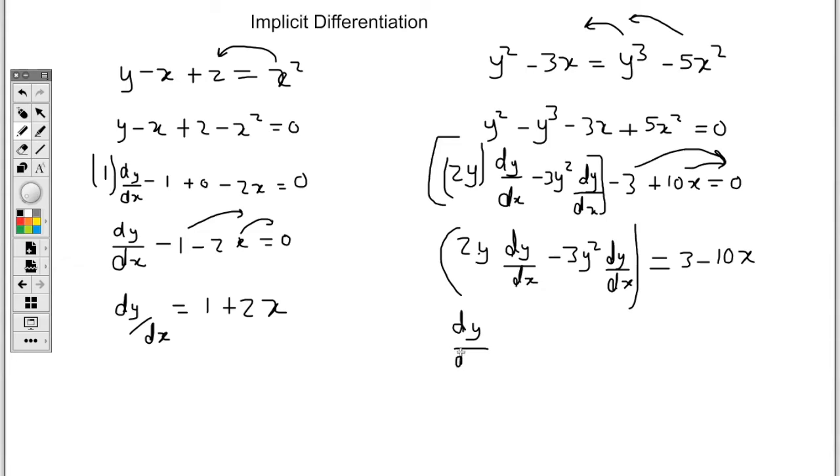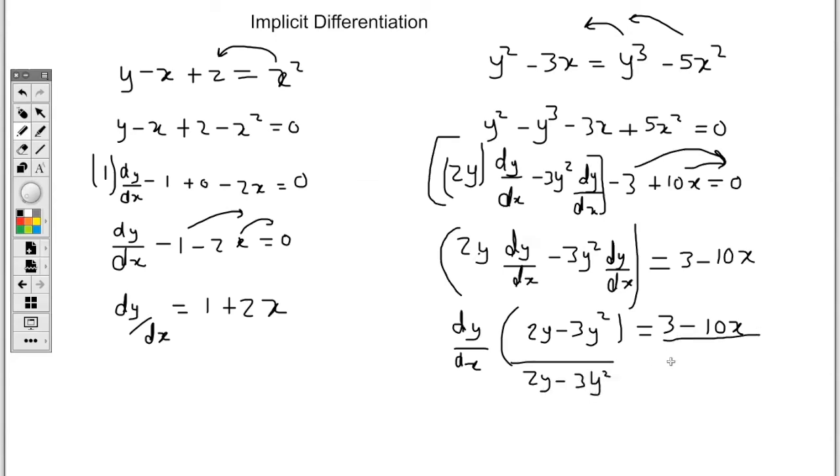So what is remaining inside the bracket? It is 2y minus 3y squared. Now what I am going to do is write the remaining, which is equal to 3 minus 10x. And the next step for me is to divide both sides by 2y minus 3y squared. So when I divide both sides by 2y minus 3y squared, these will cancel on the left, and I'm left with dy over dx equal to the fraction on the right, and that will be my derivative.